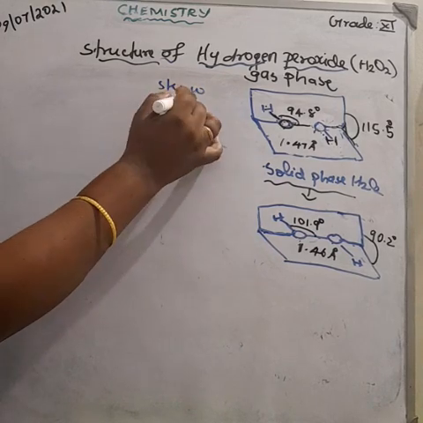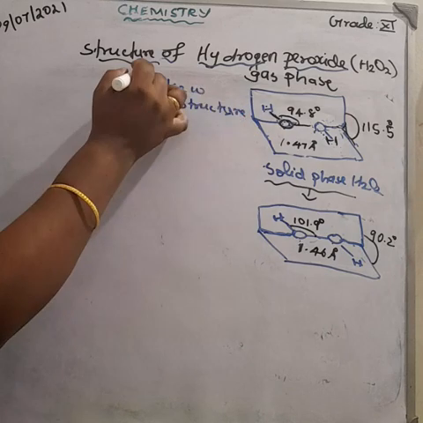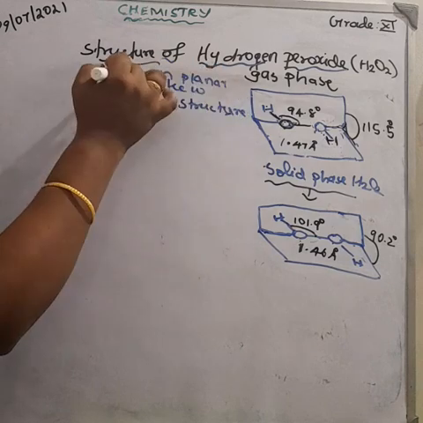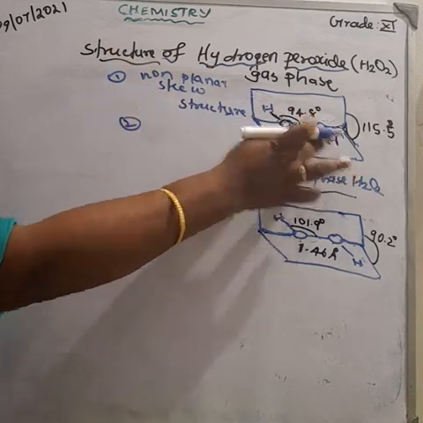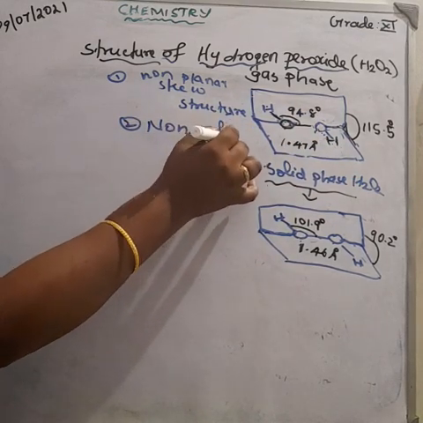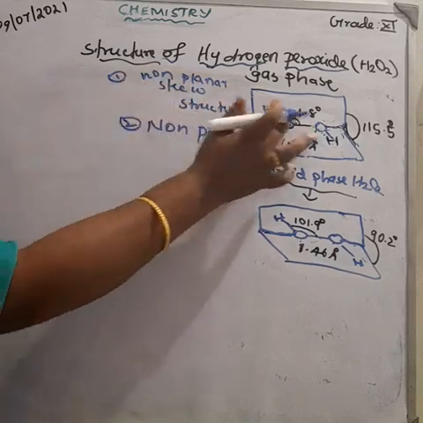Non-planar. Okay, it is in a skew-like structure. Understand? Another important thing you should understand here: hydrogen peroxide has a non-planar, asymmetrical structure. It is not that all the atoms lie in one plane.